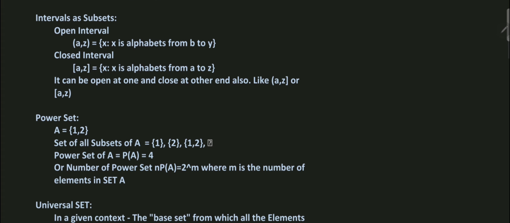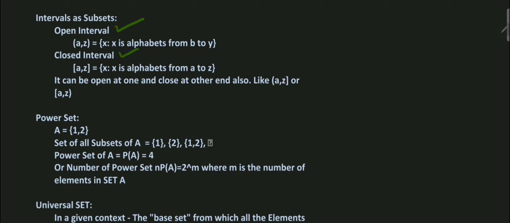Now comes intervals as subsets. Let's say we are going to give a set from alphabetical order, small letter a to z. (a, z) is equal to X, and X is defined as alphabets from b to y. Why b to y? Because we have used the normal bracket. That means it is an open interval. Open interval means whatever limit I have defined is not part of the set. That means a is not part of the set and z is not part of the set. Everything in between becomes part of the set, that means from b to y.